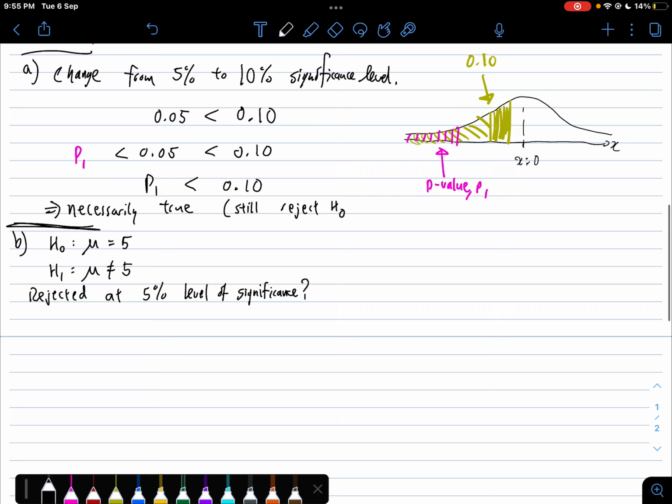This time, because it is 5% level of significance, what does it mean for a two-tailed test? It means that we actually need to split into two halves. 5% is 0.05, so we split into two halves, 0.05 over 2 for the left side and the right side. It means that we will have the same graph.